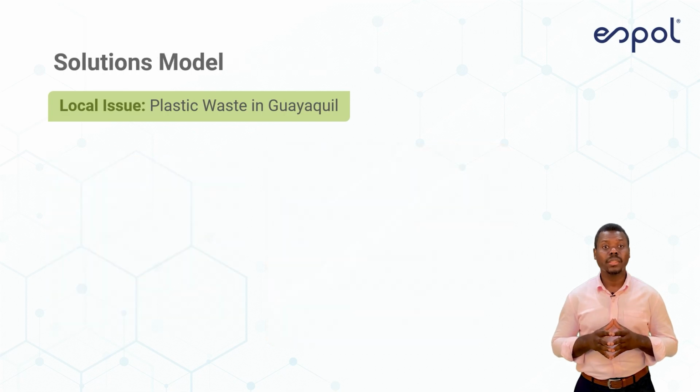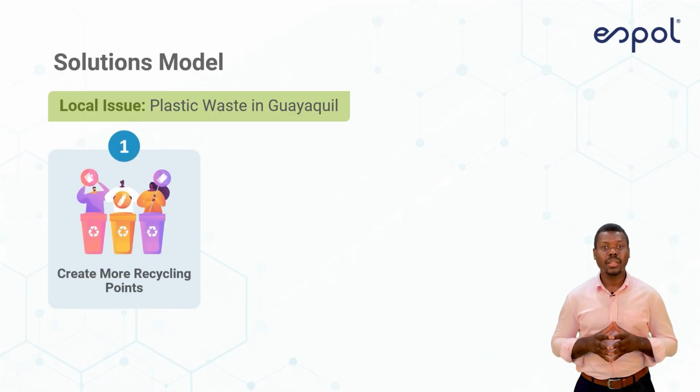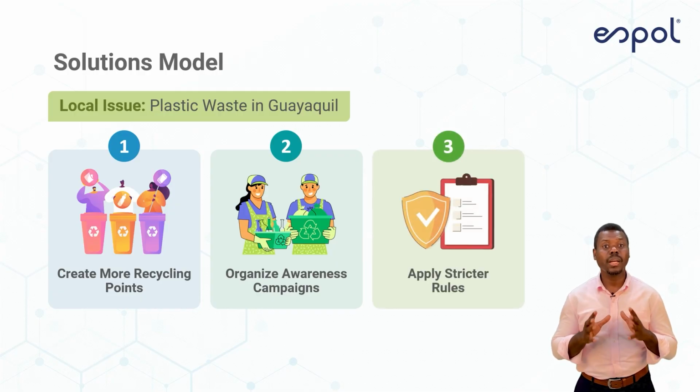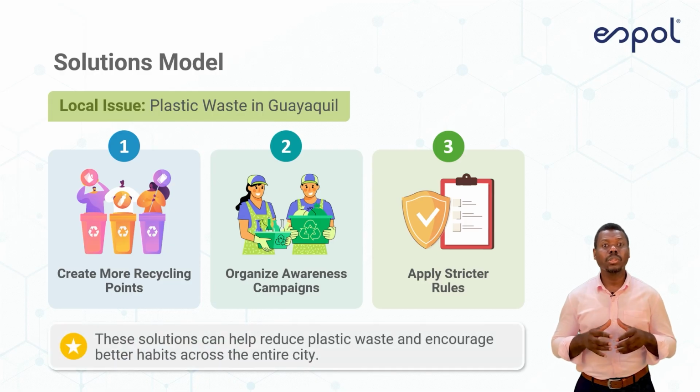The presentation then gives 3 practical solutions. The first solution is to create more recycling points in public areas. The second is to organize awareness campaigns in schools and neighborhoods. The third is to apply stricter rules for single-use plastics. These solutions are clear because they respond directly to the problem and explain how plastic waste can be reduced.